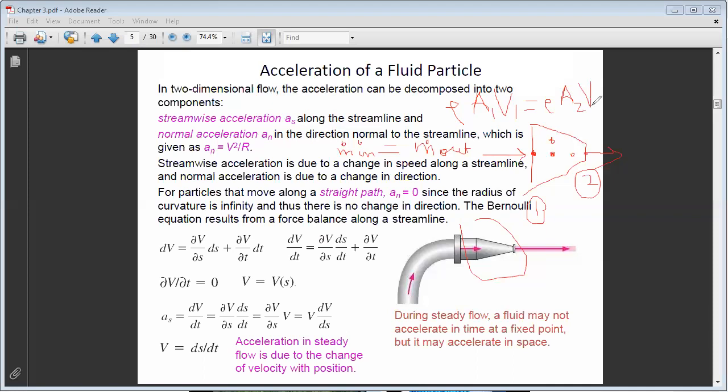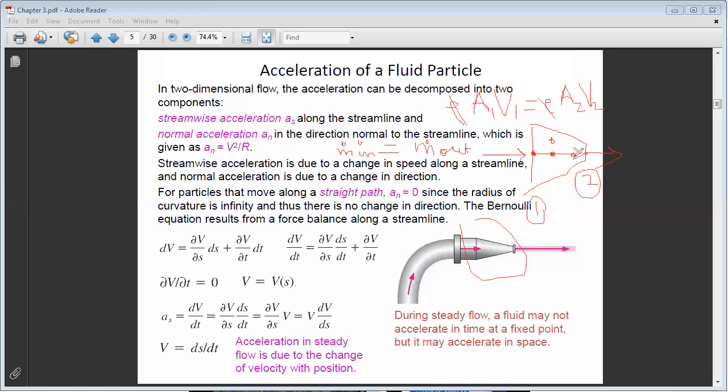Since it's an incompressible flow, rho will cancel out. Now I have a nozzle, so what is happening? The area is decreasing as I am moving from the inlet towards the outlet, so the velocity should increase. As I move through my nozzle, the velocity will increase. So here I say I have acceleration with position, not with time.